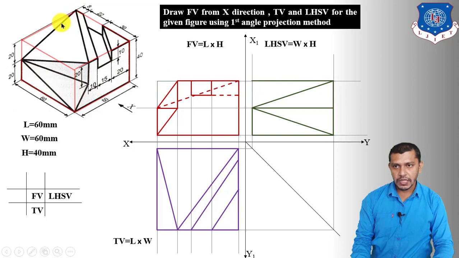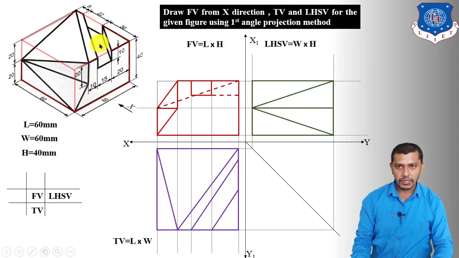Now we have to draw the left hand side view of this inclined face. For that we have to project this point in the left hand face. So it will give us the projection over here at this corner, and another point is already projected over here. So it will be a vertical line over here.